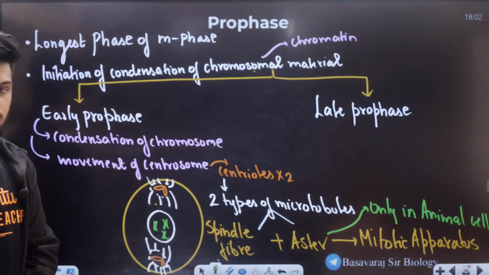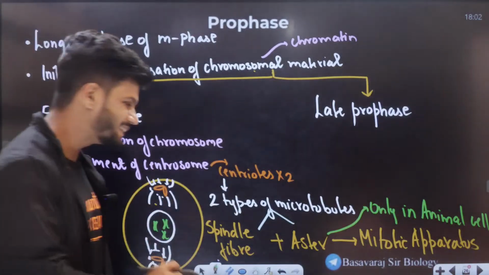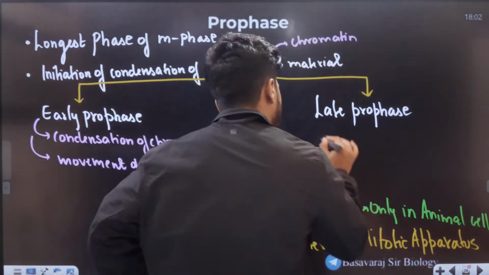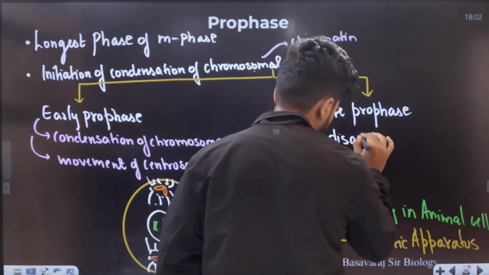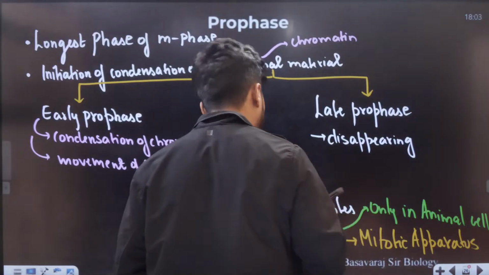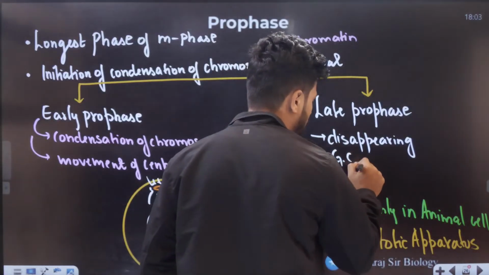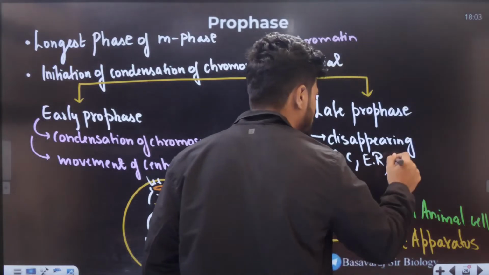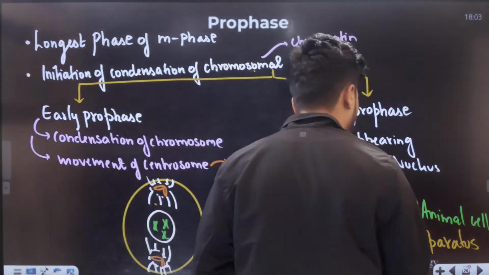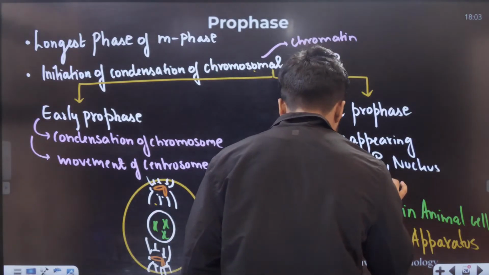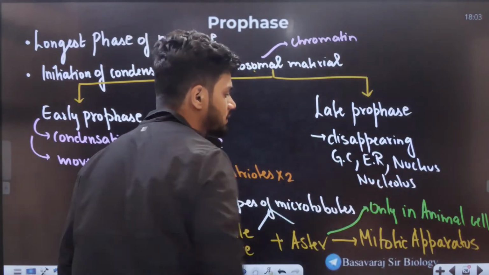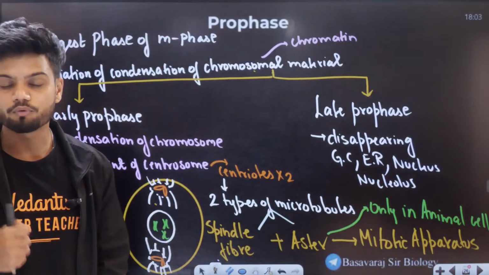Then what exactly happens in the case of late prophase? In the case of late prophase, there is a disappearing. Who is disappearing, students? Other different organelles are disappearing. For example, Golgi complex, endoplasmic reticulum, and nuclear envelope are disappearing. Nucleolus is disappearing. Everything is disappearing in the case of prophase.